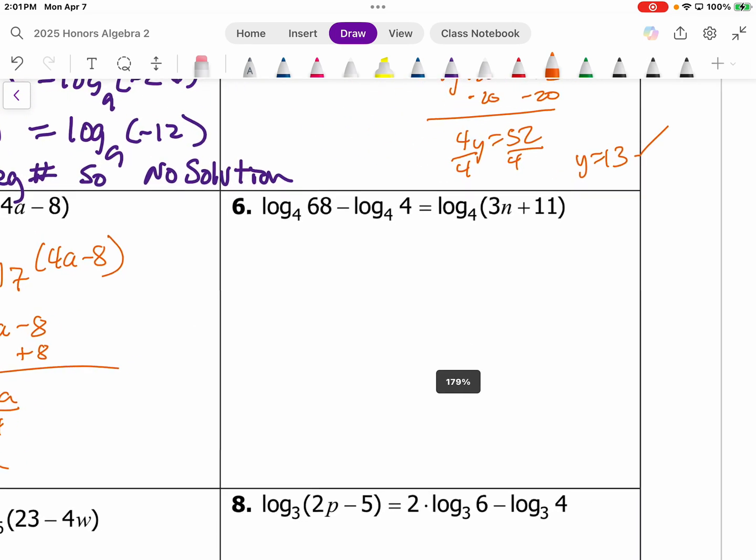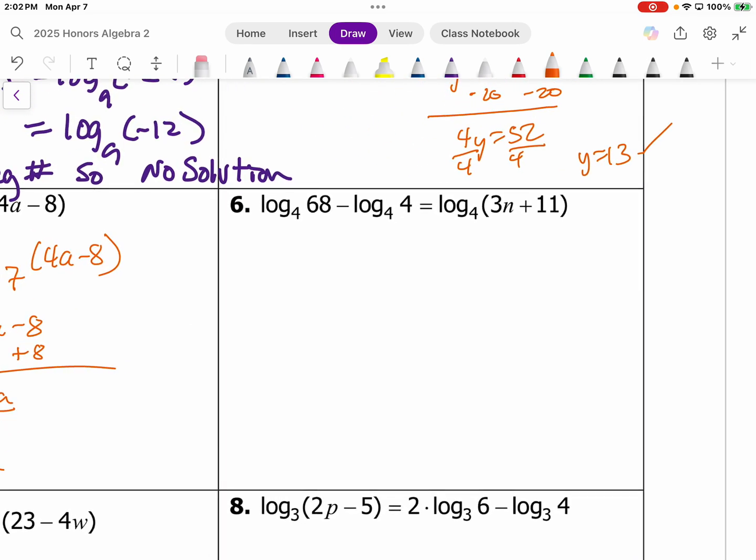Let me give you a minute to do that one. Let me give you about a minute head start to do that one. Because the rest of them are just using some of those properties is what they're doing.